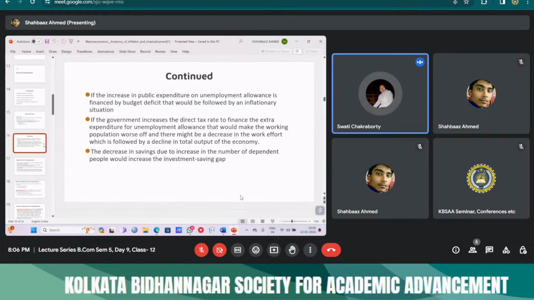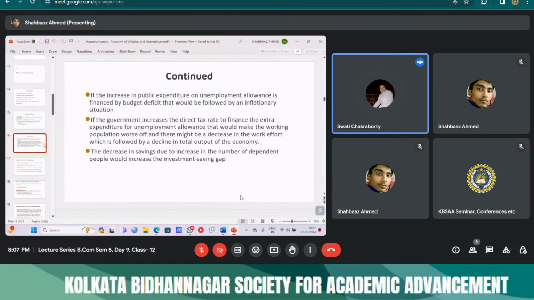So it has a negative effect on the working class, which means people get demotivated and they would start leaving the jobs. If they start leaving the jobs, fewer people means there's a decline in the total output of the economy. The decrease in savings, or the increase in the number of dependent people, actually increases the investment savings gap.